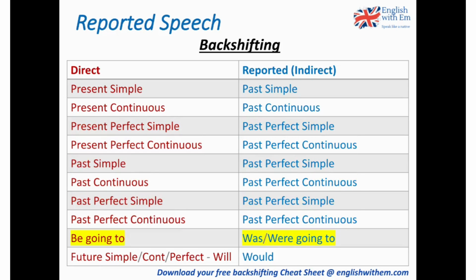So be going to, this backshifts to was or were going to. And the future tenses, future simple, continuous and perfect, that are formed with will, change to would.